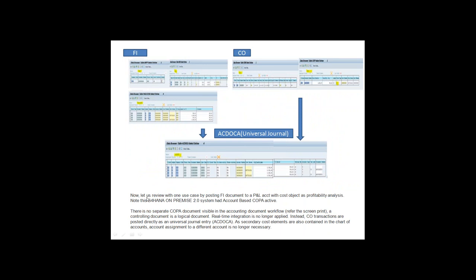So let's take one example. Now let us review one use case: posting an FI document to a profit and loss account with cost objects as profitability analysis. In SAP HANA on-premises edition 2.0, the system has account-based COPA. It is already active. There is no separate COPA document visible in the accounting document workflow. So separate COPA is not required. The real-time integration is no longer applied. Instead, CO transactions are posted directly as universal journal entries in ACDOCA. And the secondary cost elements are also contained in the chart of accounts. Account assignments to different accounts are no longer necessary.